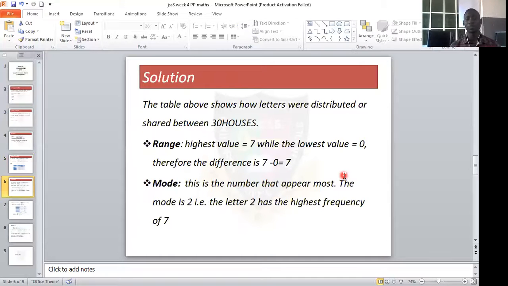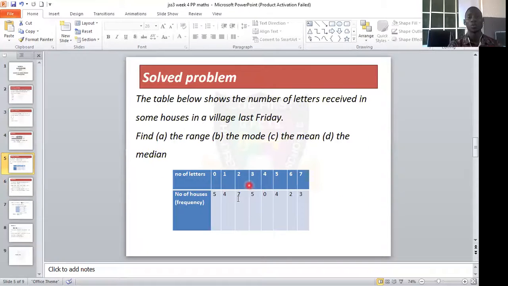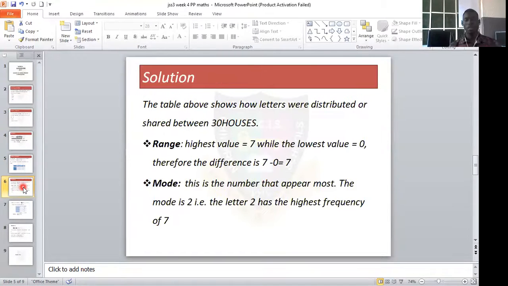While the mode is the number that appears most, like we said earlier, the number that appears most, or the number that has the highest frequency. In this table, the number with the highest frequency is 2. Nothing else matches the 7 here. So 2 is our mode. The mode is 2, as you can see. So let us calculate our mean.